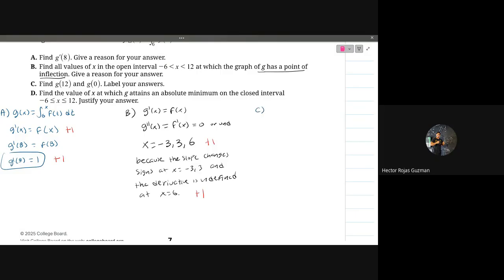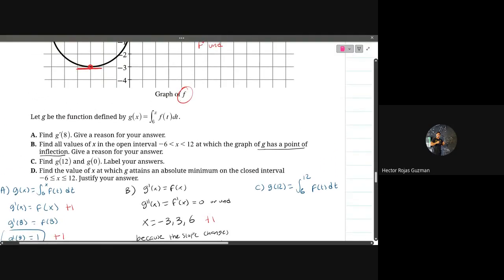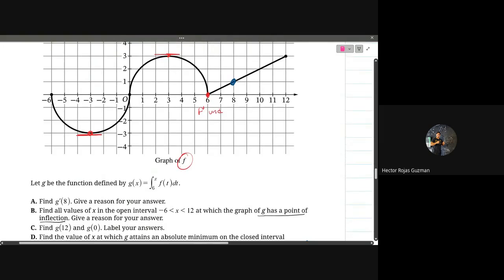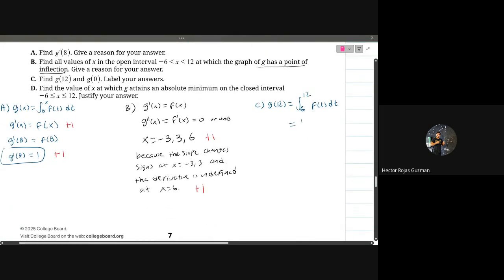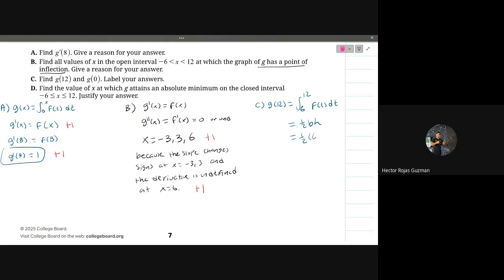C. They want us to find G of 12 and G of 0. Let's start with G of 12. G of 12 equals the integral from 6 to 12 of f of t dt. And the integral is the area under the curve. From 6 to 12, we got ourselves a triangle. So here the base would be 6, the height is 3, which means the answer is 9. 1 point for that.